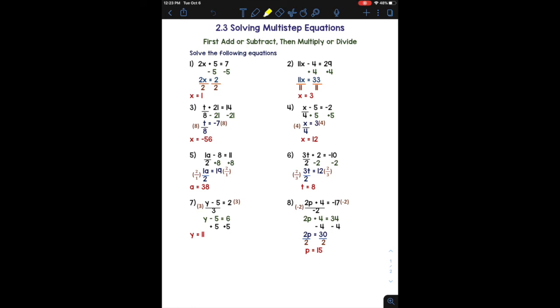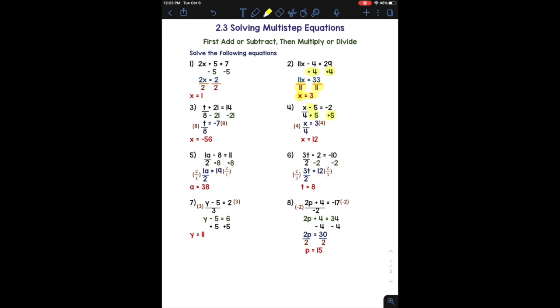Here are our answers for the even problems of the multi-step equations. Remember, we always want to add or subtract first, so in number 2, we added 4 to both sides to get 11x equals 33. We'll then divide by 11 to isolate our variable, or solve for our variable, which would end up being x equals 3.